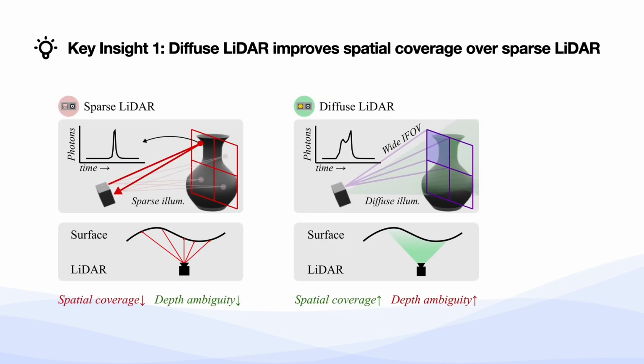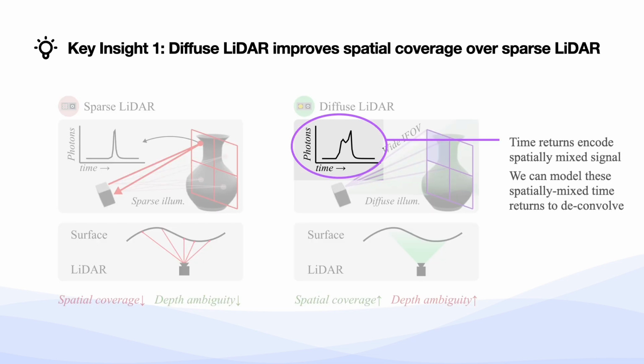Our first key insight is that these diffuse LiDARs can improve the spatial coverage over sparse LiDARs, especially when considering a limited number of input views. Because sparse LiDARs emit a sparse grid of dots onto the scene, they have very precise depth resolution, but they have very poor spatial coverage. On the other hand, our diffuse LiDARs have much better spatial coverage, but also introduce an ambiguity into these depth measurements.